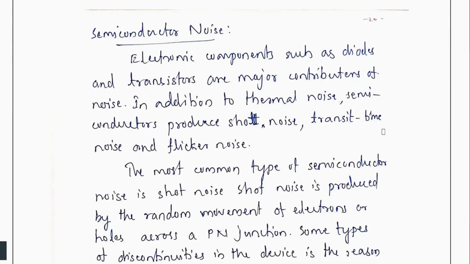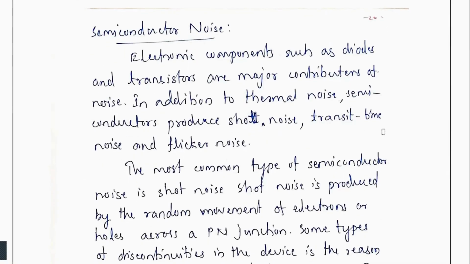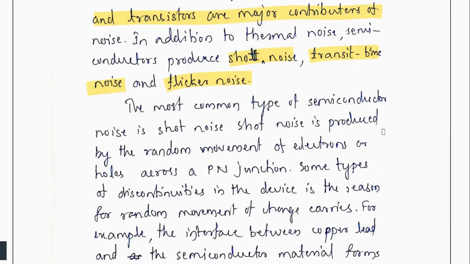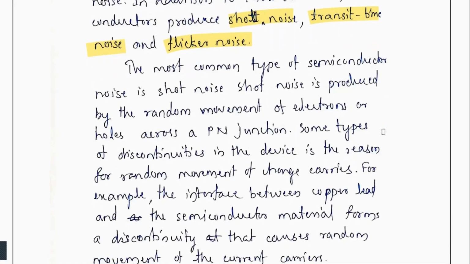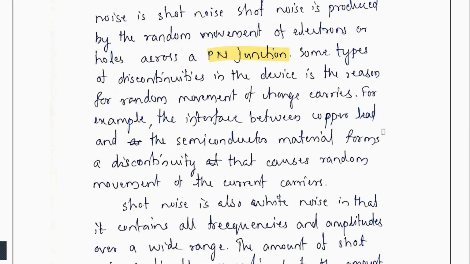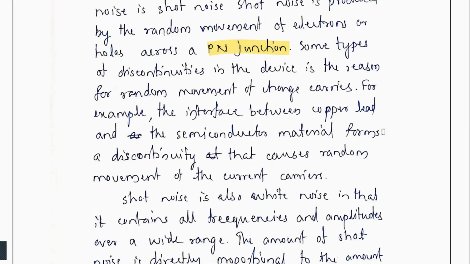Next is semiconductor noise. Electronic components such as diodes and transistors are the major contributors of this noise. In addition to the thermal noise, semiconductor noise produces shot noise, transit time noise, and flicker noise. These are the subdivisions of semiconductor noise. The most common type of semiconductor noise is shot noise, which is produced by a random movement of electrons or holes in the p-n junction. Some types of discontinuities in the device are the reason for this random movement of the charge carriers.